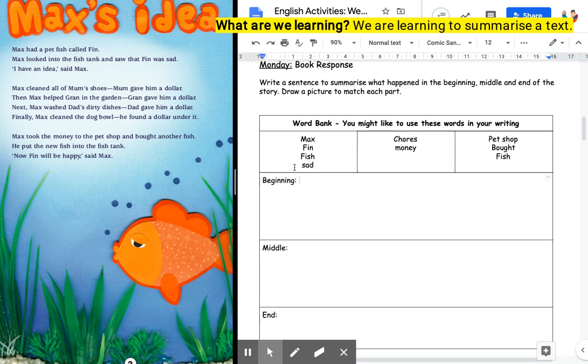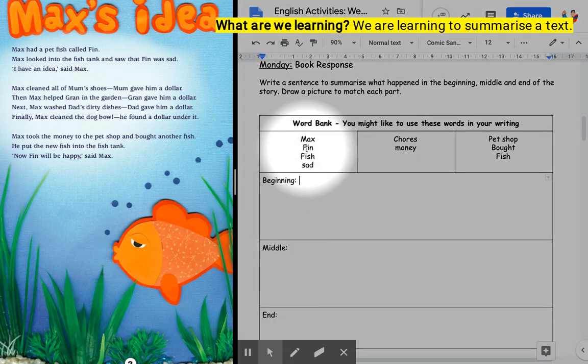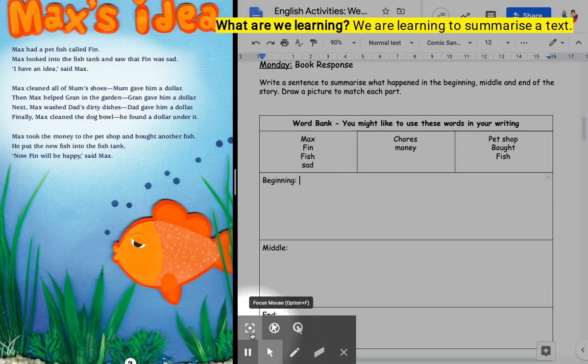Okay, now I'm going to show you how we can use the keywords to create a good sentence. So let's do the beginning first. Let's have a look at our keywords. First, I'm going to say my sentence. And my sentence might go like this. Max had a fish named Finn. He was feeling very sad. All right, that's my sentence.